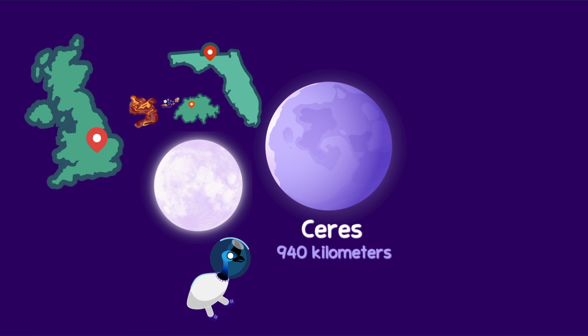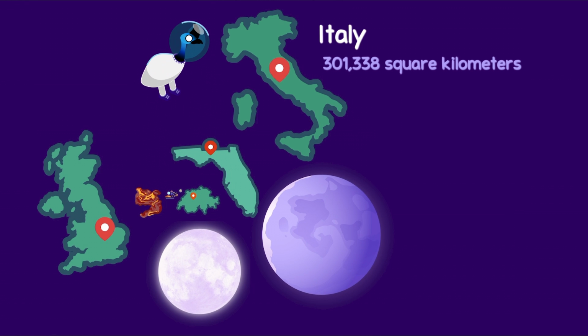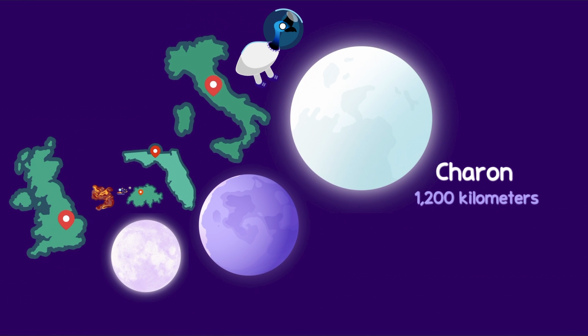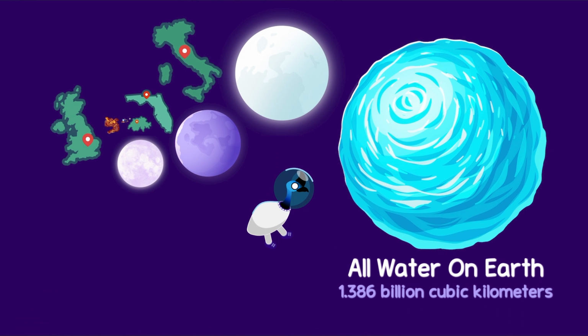Ceres, 940 kilometers, a dwarf planet in our solar system. Italy, 301,338 square kilometers. Charon, 1,200 kilometers, the largest of the 5 moons of Pluto. All water on Earth, 1.386 billion cubic kilometers.